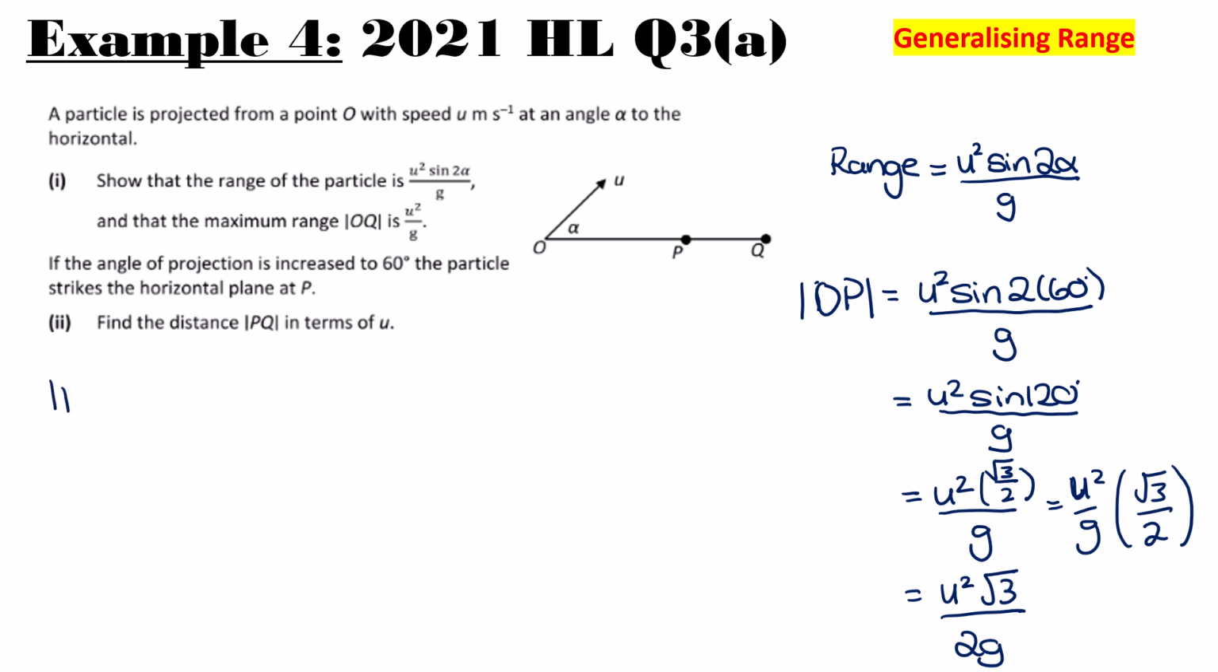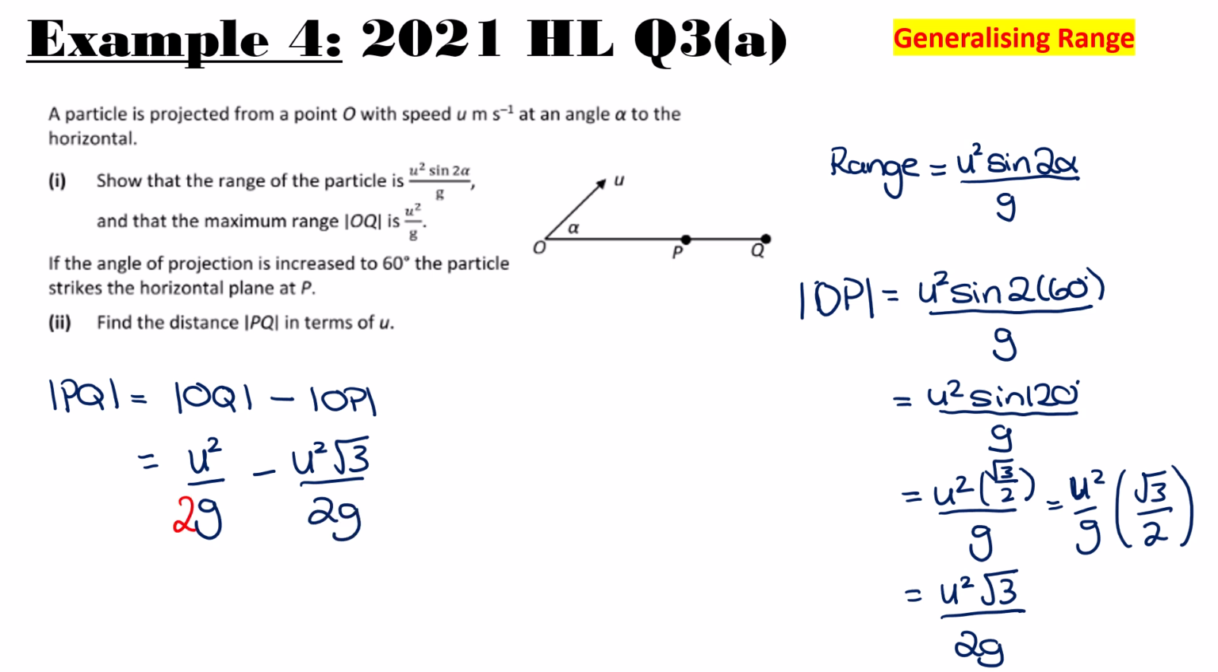To get P to Q, we're simply going to do O to Q, which is the maximum range, minus O to P, which is the range we just worked out. So that's u squared over g minus u squared root 3 over 2g. I'm going to make a common denominator first, throwing my 2's in there, and pull out my u squared on top. That's u squared times 2 minus root 3 all over 2g. You don't need to clean it up exactly like that. You can tidy the whole number piece up if you want, and the number piece, if you tidy it up, is 0.014-ish.